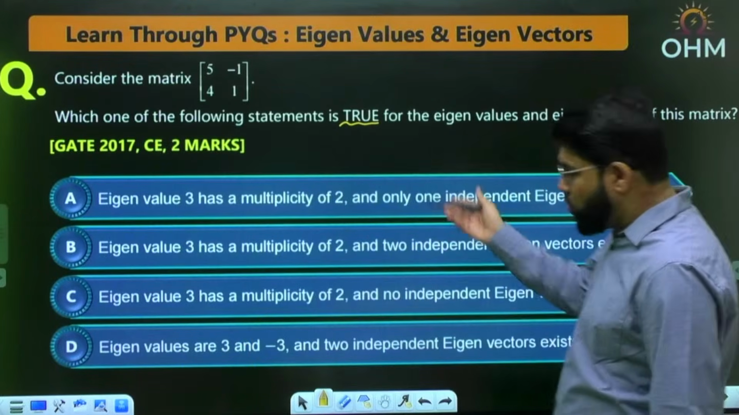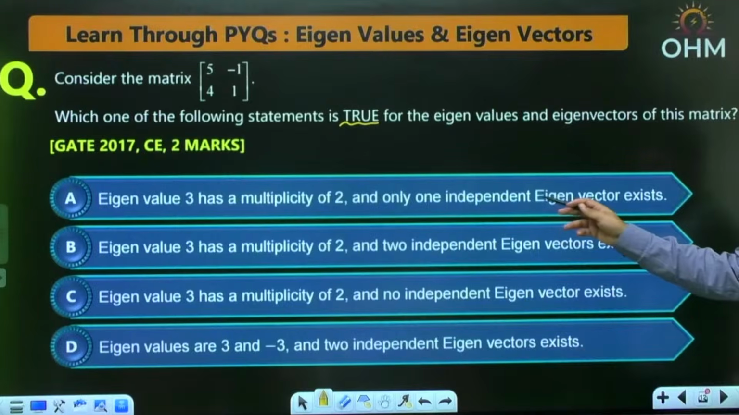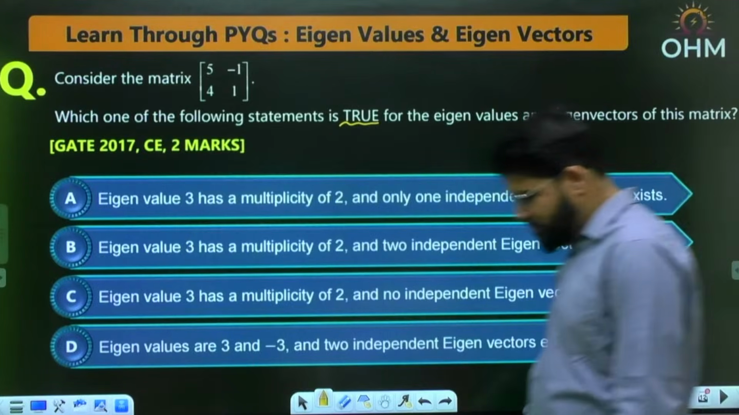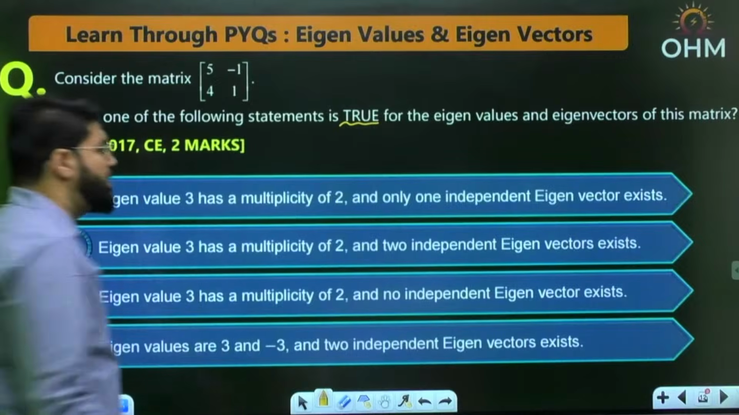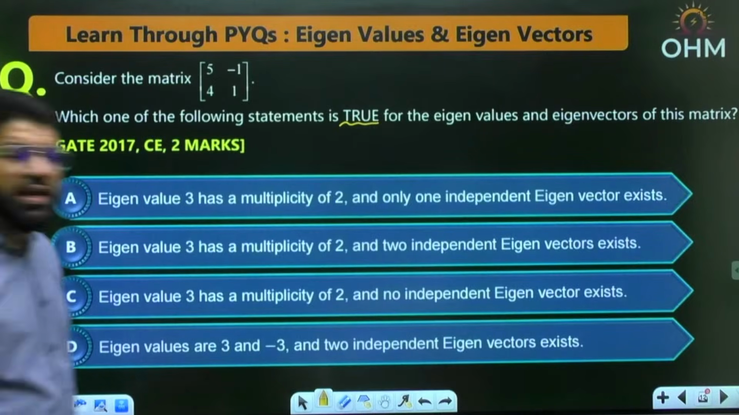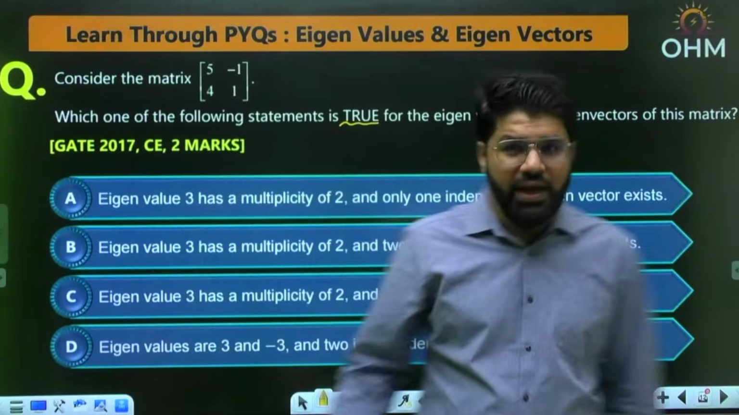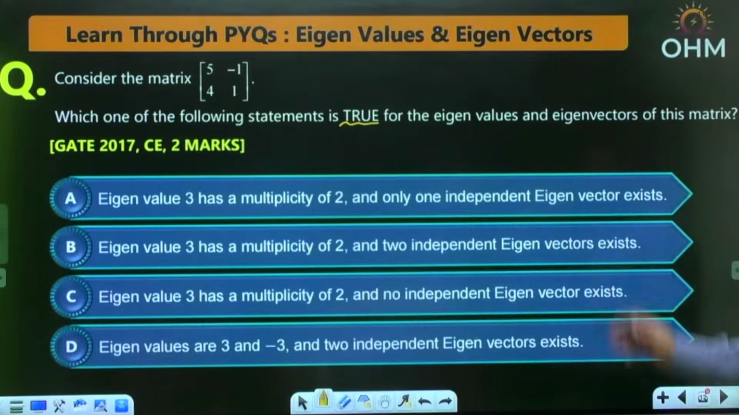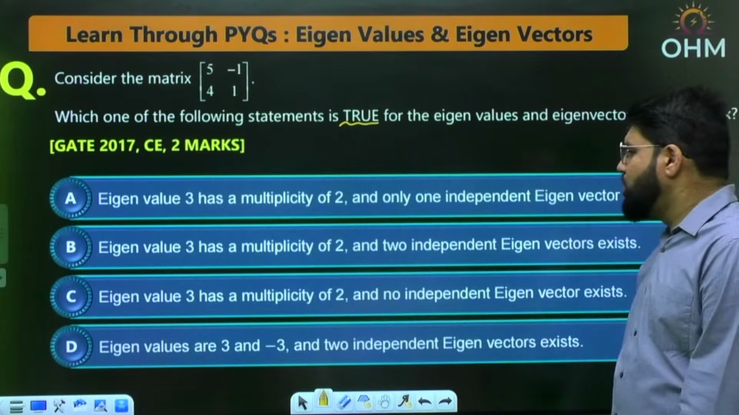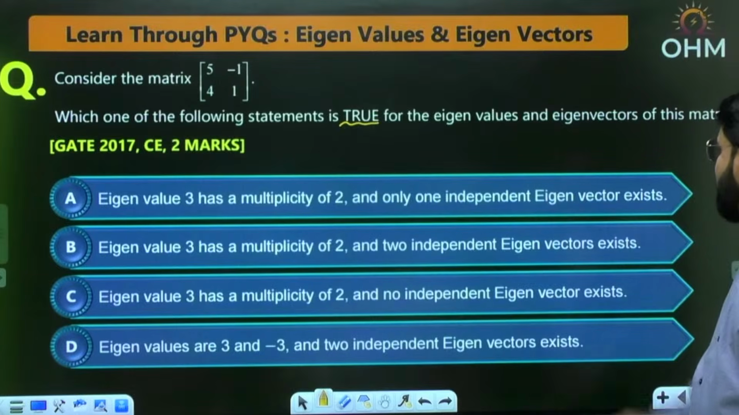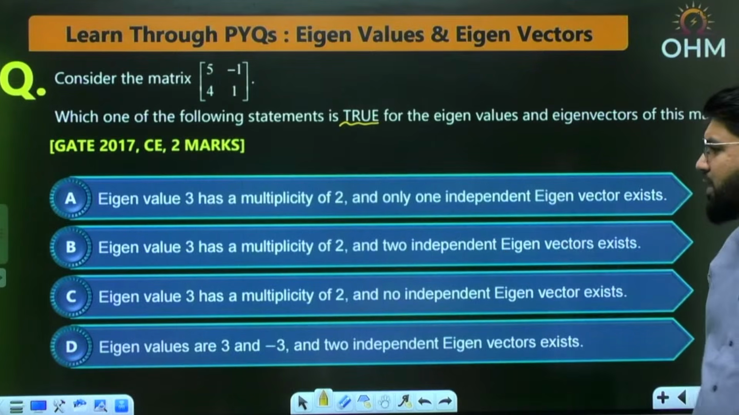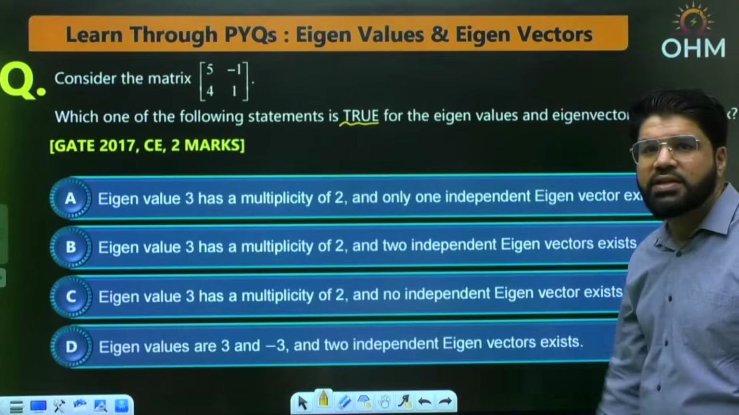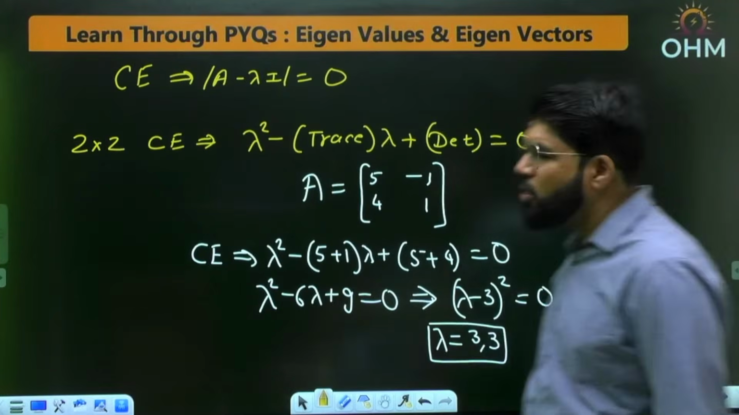But then, what is the correct option in A, B, C? How many independent eigenvectors? Have a look into it. Eigenvalue has a multiplicity of 2, and only one independent eigenvector exists, 2 independent eigenvectors exist, or no independent eigenvector will exist. Have a look into this. Okay, the next property directly.